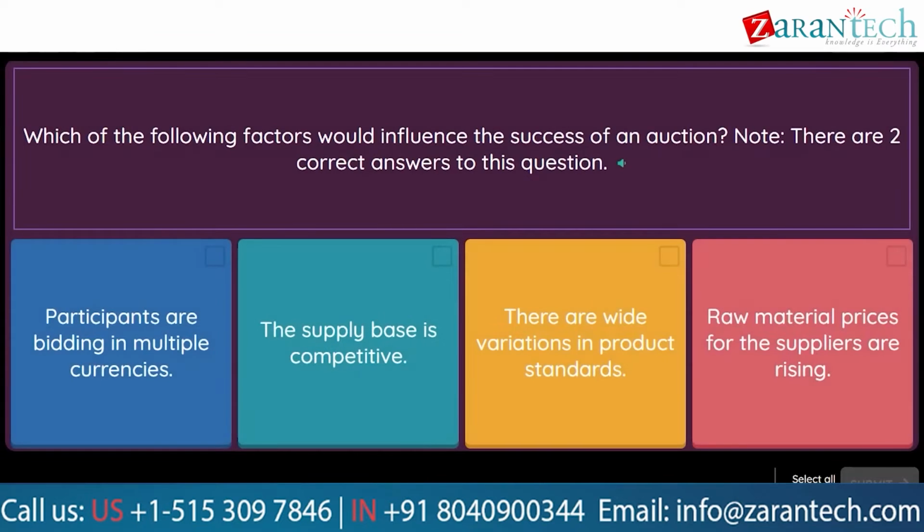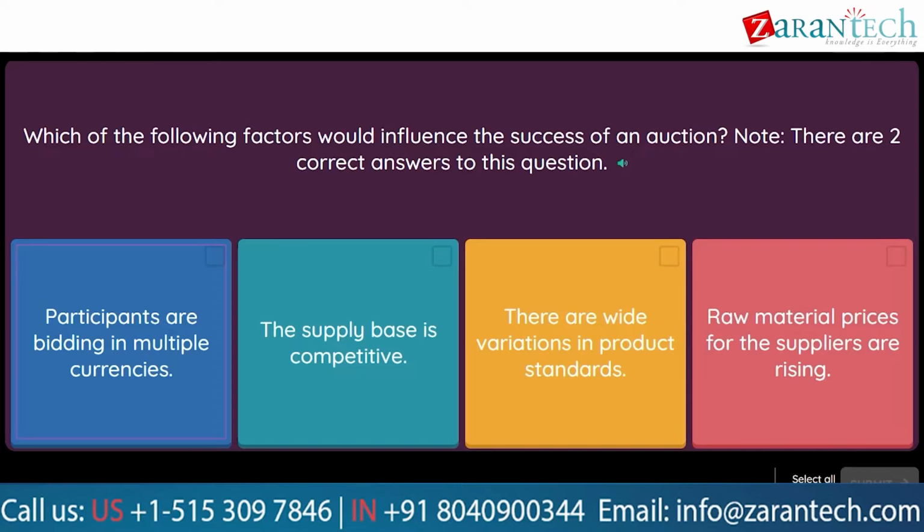Question: which of the following factors would influence the success of an auction? Note: there are 2 correct answers to this question. Option 1: participants are bidding in multiple currencies. Option 2: the supply base is competitive. Option 3: there are wide variations in product standards. Option 4: raw material prices for the suppliers are rising.